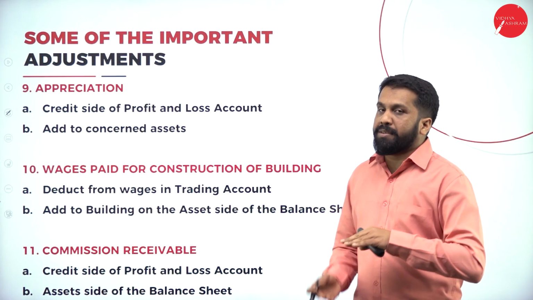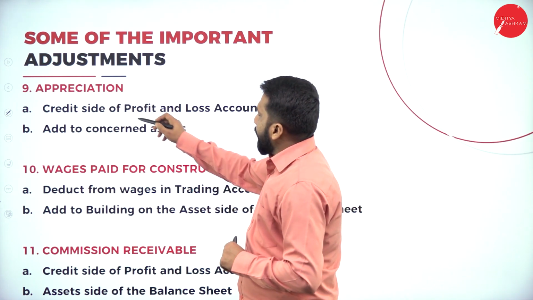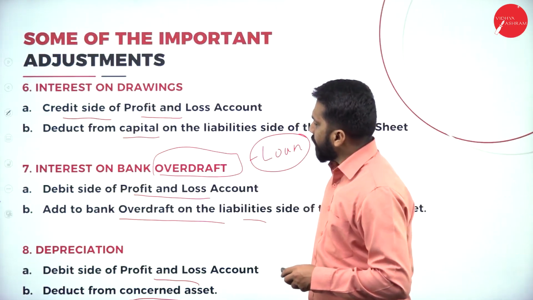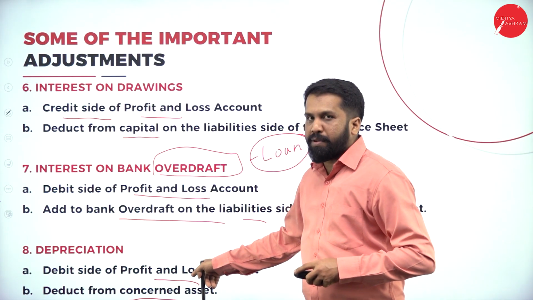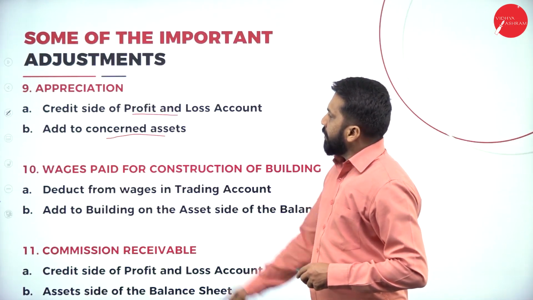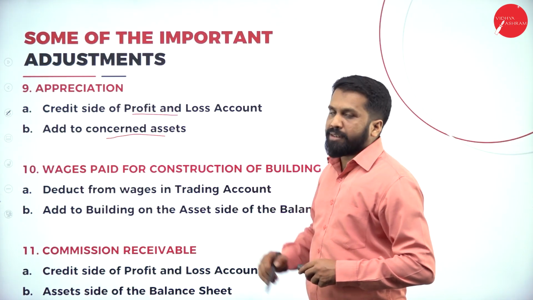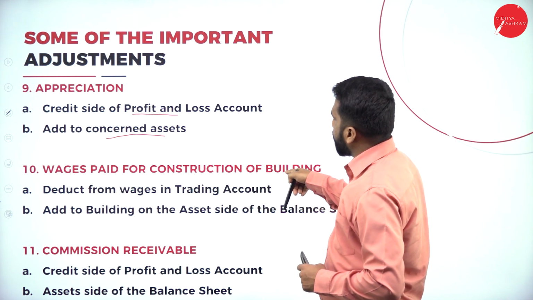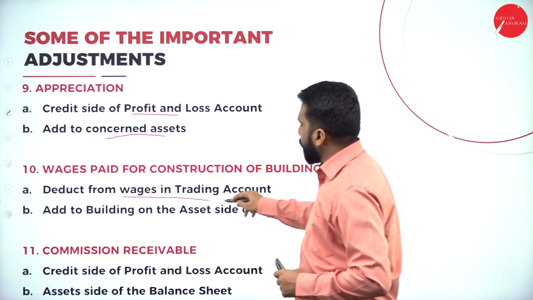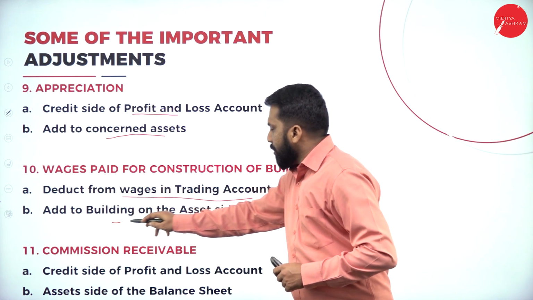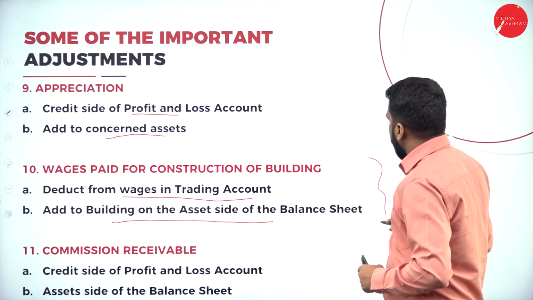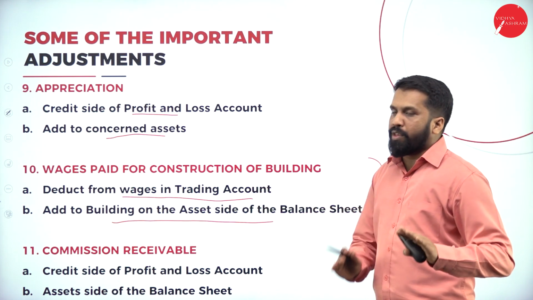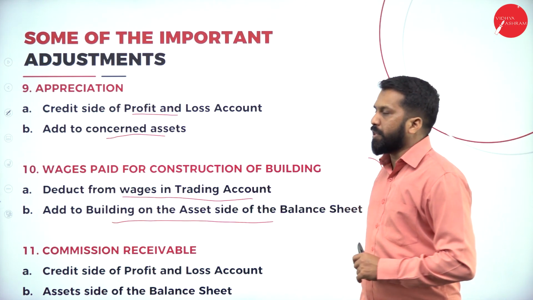Next, appreciation means increase. In this, credit side of P&L and add to the concerned asset. Remember, depreciation, debit side of P&L, deduct. Appreciation, credit side of P&L, add. So almost reverse. Now, wages paid for construction of building. Deduct from wages, then add to building on asset. Normally, this question will not be asked, so no need to remember. This is not required. Your 10th one, they will not ask you, no need to remember.